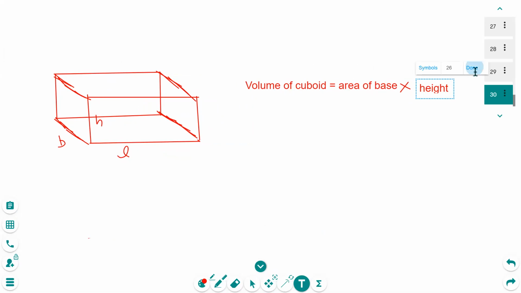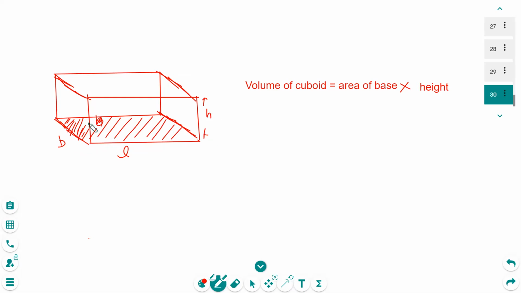We will observe this. See, area of base times height. What is the area of base? What is the base here? It's a rectangle, L into B. H is the height here. What is the area of a rectangle? L into B. That's right. Now what is the height? Height is H. So I have my formula, LBH.